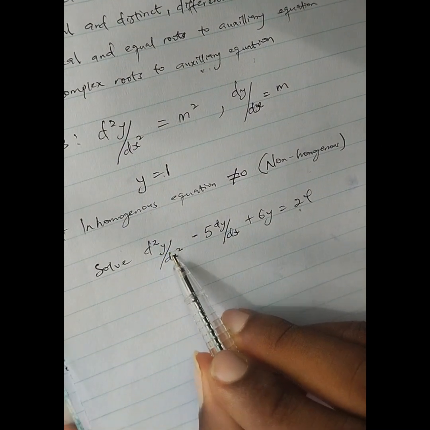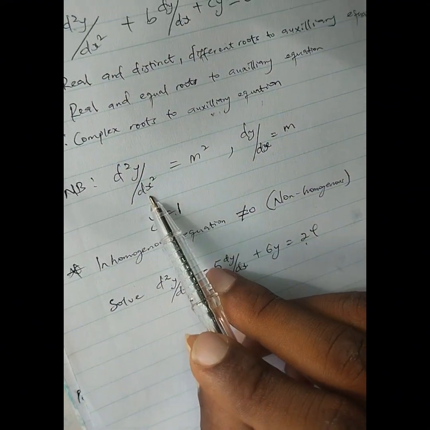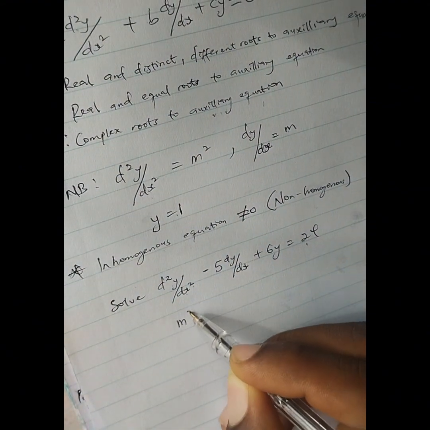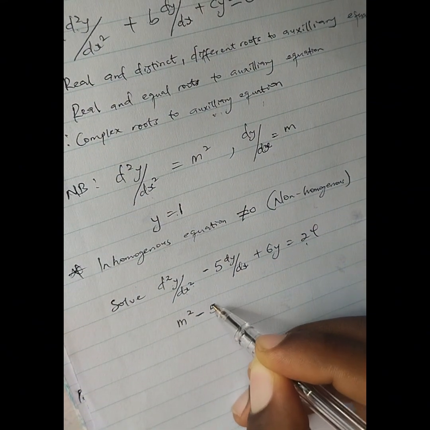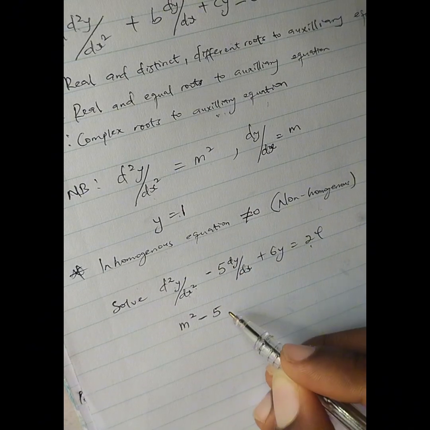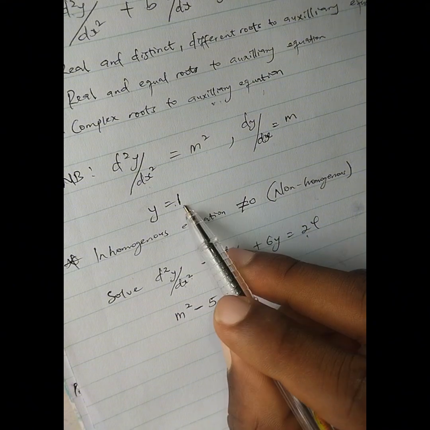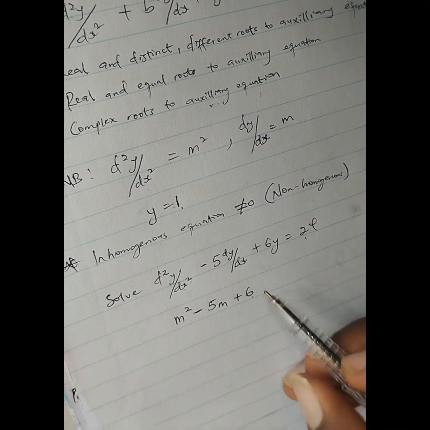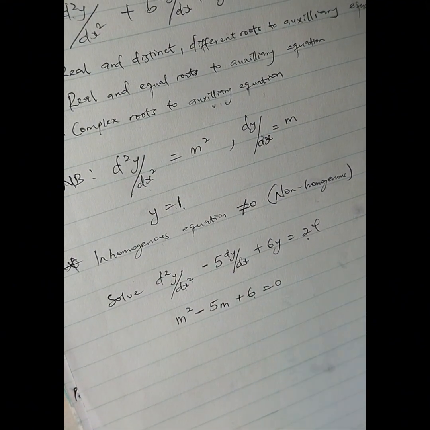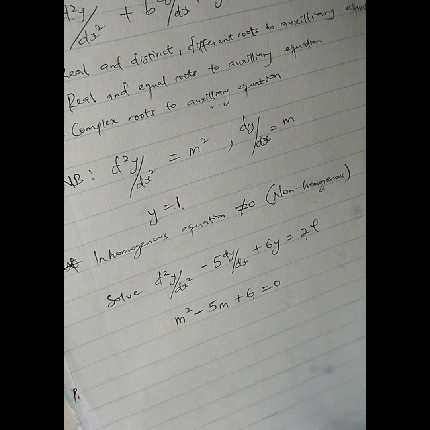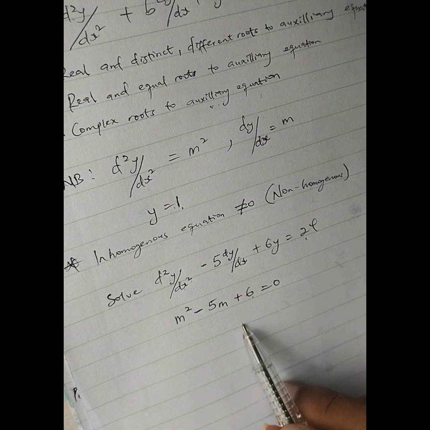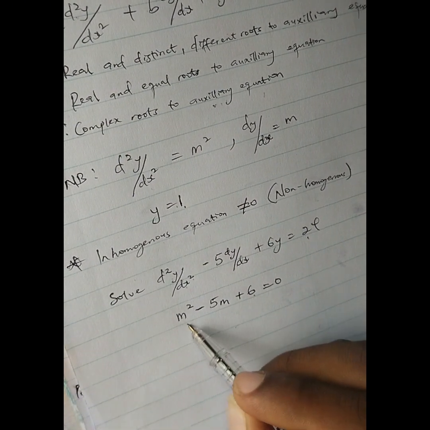We know that d squared y over dx squared for the top is equal to m squared. So yes, m squared minus 5 dy over dx is what? M. Then plus 6y is what? 1. 6 times 1 is 6. Then now put that equal to 0. Because we are turning it into a homogeneous equation so that we'll be able to solve the auxiliary equation. So that's what I mean.